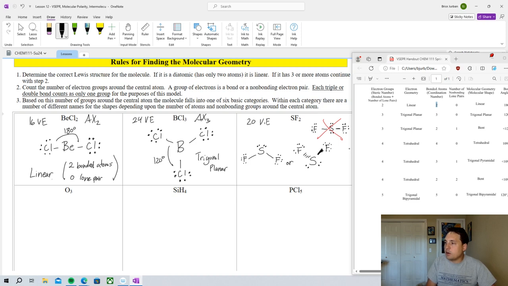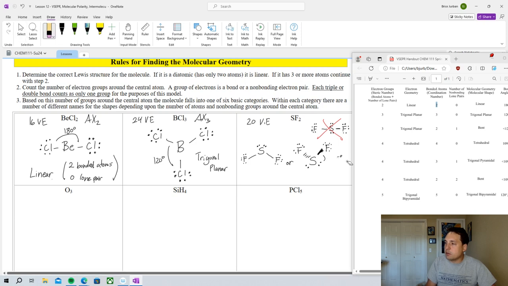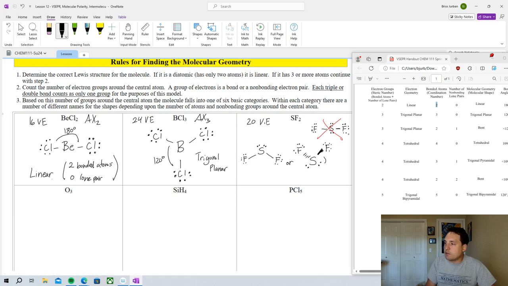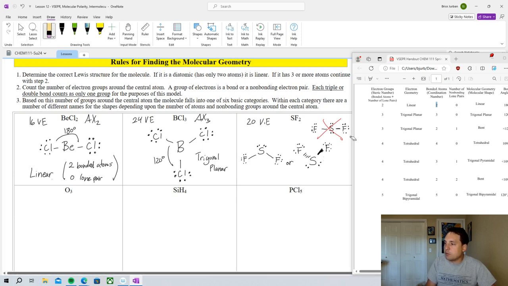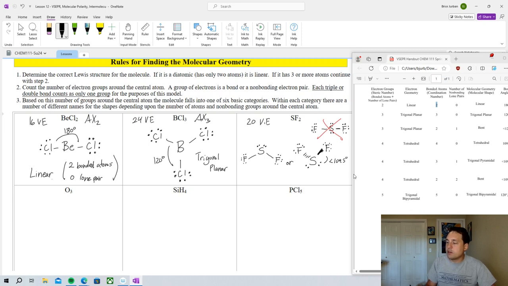And then these bond angles are 109.5 degrees. But in this case, it's going to be slightly less than that. Probably significantly less than that, because sulfur is fairly large. So this is going to be less than 109.5 degrees.